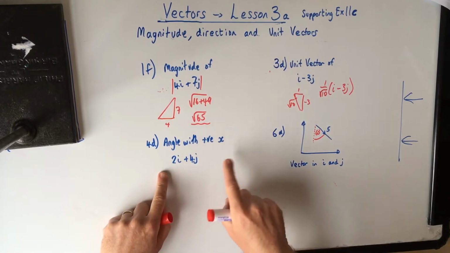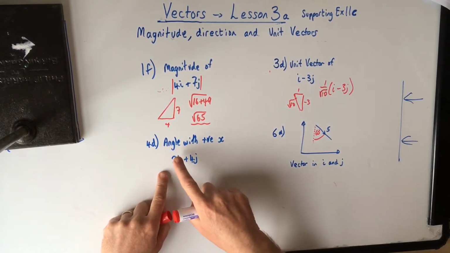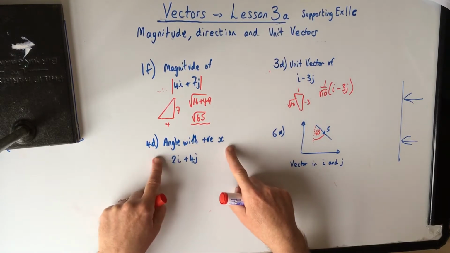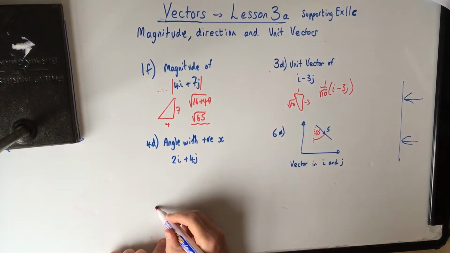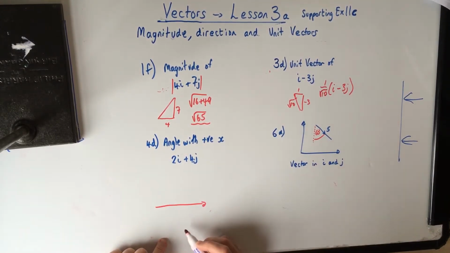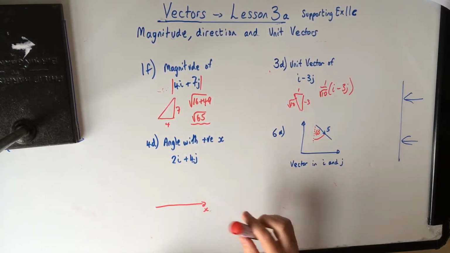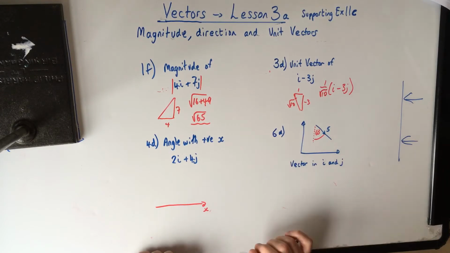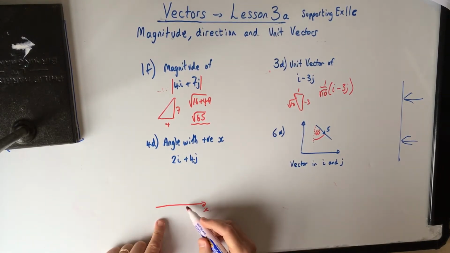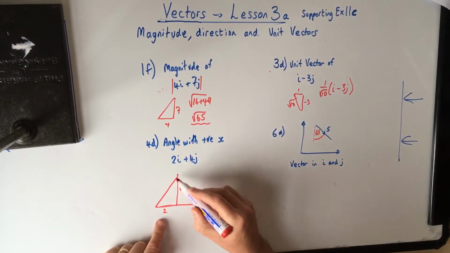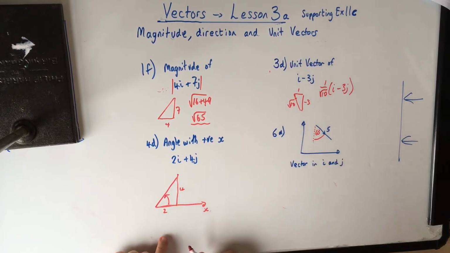Question 4, there's several of them. This is just the last one. The angle it makes with the positive x-axis. That's what it says, I've just shortened the question. The positive x-axis means in that direction. Sometimes it says with the direction i, same thing. So 2i plus 4j. So 2 along and up 4. So it's this angle here.